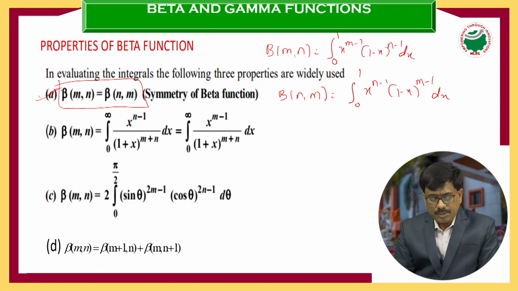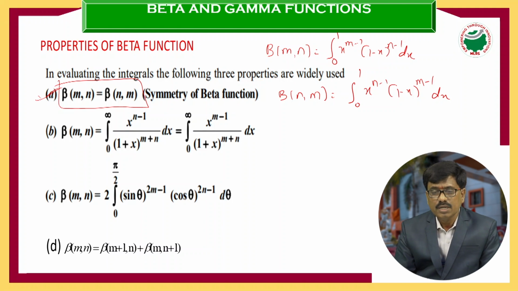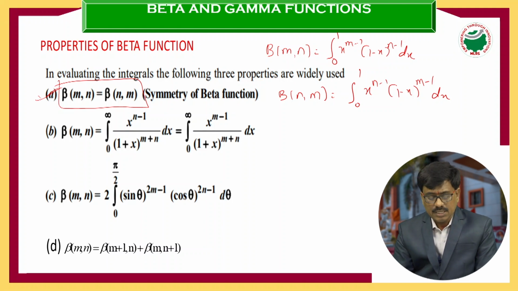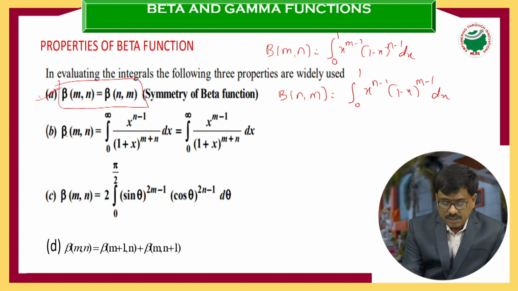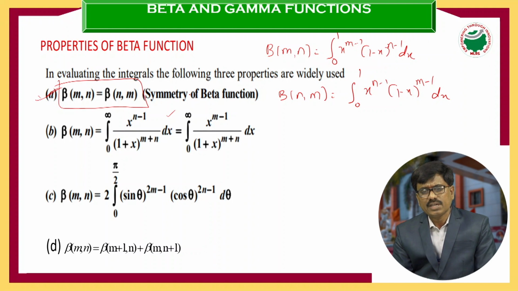The second property is called the integral property of the beta function. Beta of m comma n is equal to the integral from 0 to infinity of x power m minus 1 divided by (1 plus x) whole power m plus n into dx. This is one way we can write it.